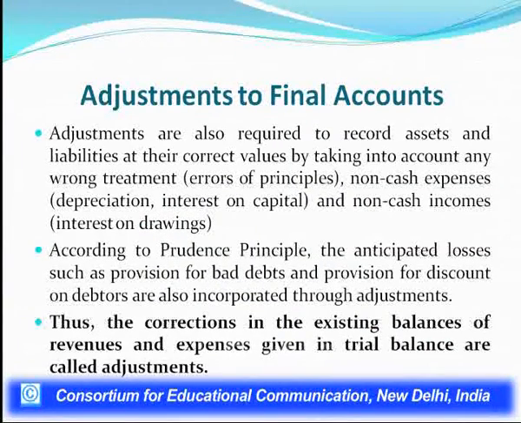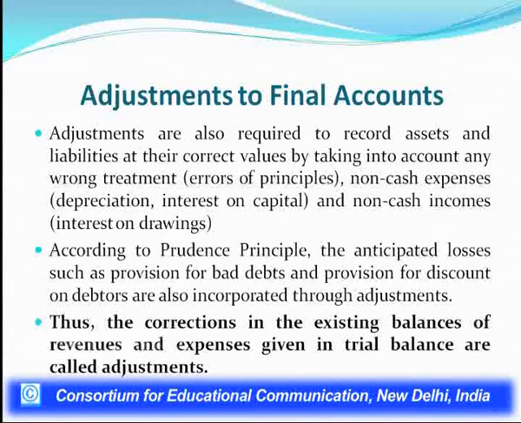There is one accounting principle which we have discussed earlier, that is the prudence principle. According to the prudence principle, the anticipated losses such as the provision for bad debts and provision for discount on debtors are also incorporated through adjustments. Anticipated losses are those losses which may occur in future and we do not know the exact amount or there is no surety about that, but there is a chance of incurring losses. So on the basis of our past experience, we estimate the value of these anticipated losses and we need to make the adjustments.